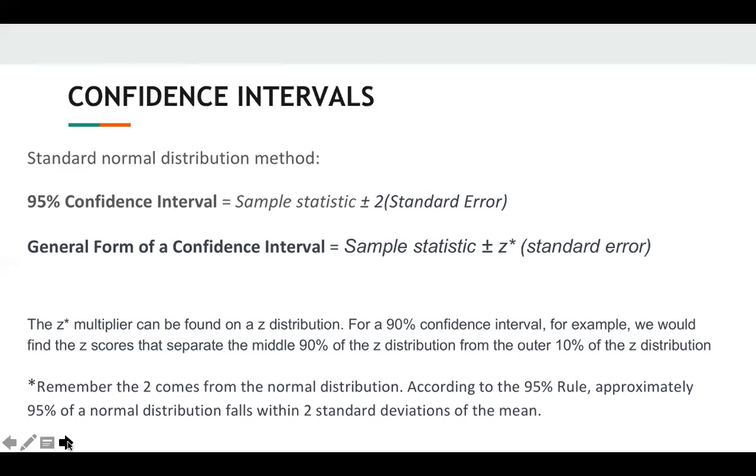So using the standard normal distribution method, we have that similar 95% confidence interval formula. So you take your sample statistic and you add and subtract 2 times the standard error. So that would be for a 95% confidence interval. The general form for a confidence interval is your sample statistic plus or minus z star times your standard error. So your z-star multiplier can be found in the z-distribution. So for example, for a 90% confidence interval, we would find the z-scores to separate the middle 95% of the z-distribution from the outer 10% of the z-distribution.